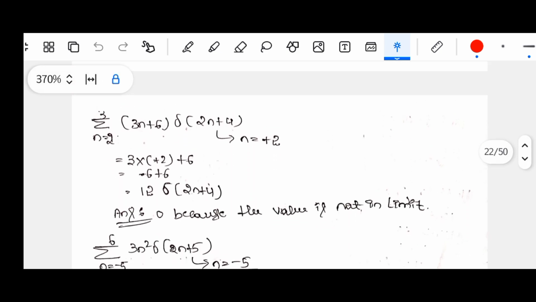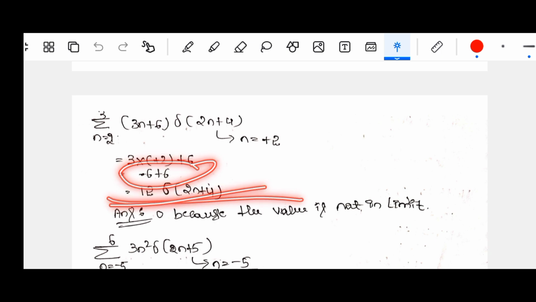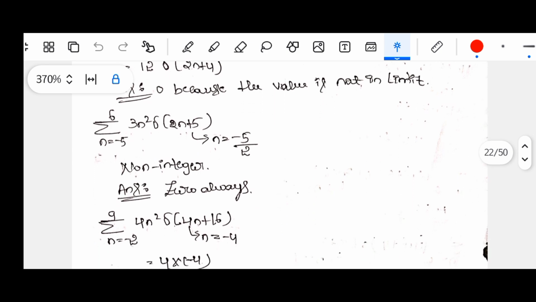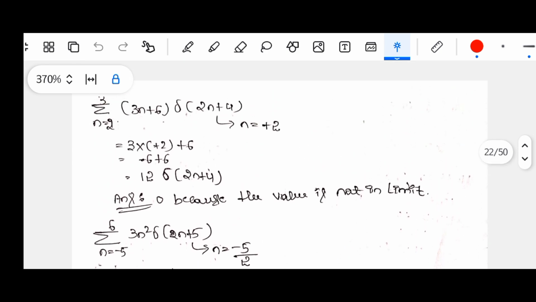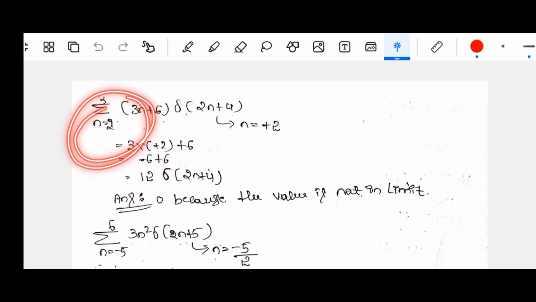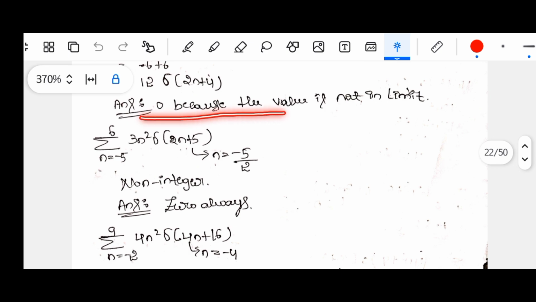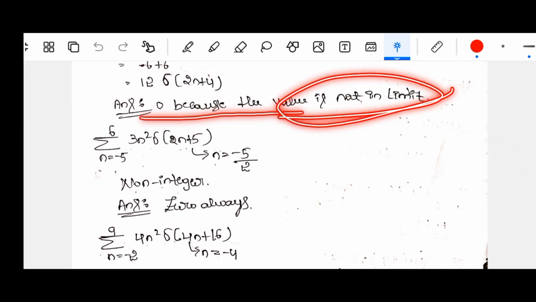Next, summation of n is equal to 2 to 3, 3n plus 6 at delta of 2n plus 4. We are getting the n value as 2. It is in the summation limit. Take 2 in the place of n. 3 into 2 plus 6. Therefore, the answer will be 6 plus 6, which is 12. 12 into delta of 2n plus 4. Next, see here we have got the value as 12, but that 12 is not present in the summation limit. Therefore, the answer will be 0, because the value is not in the summation limit.